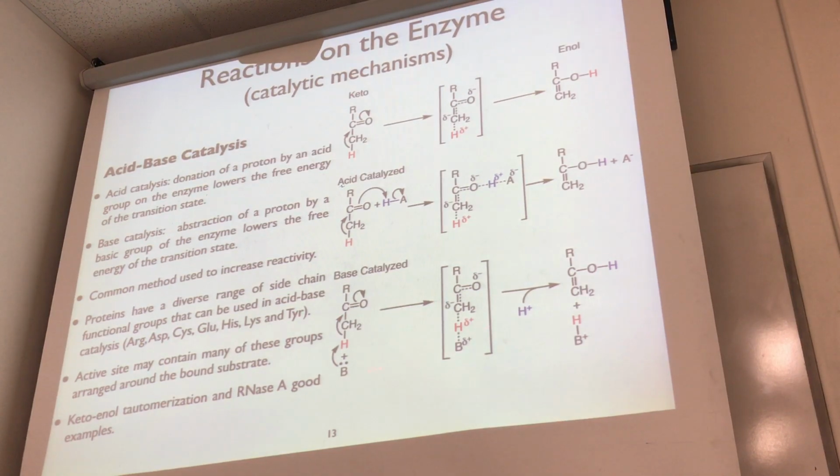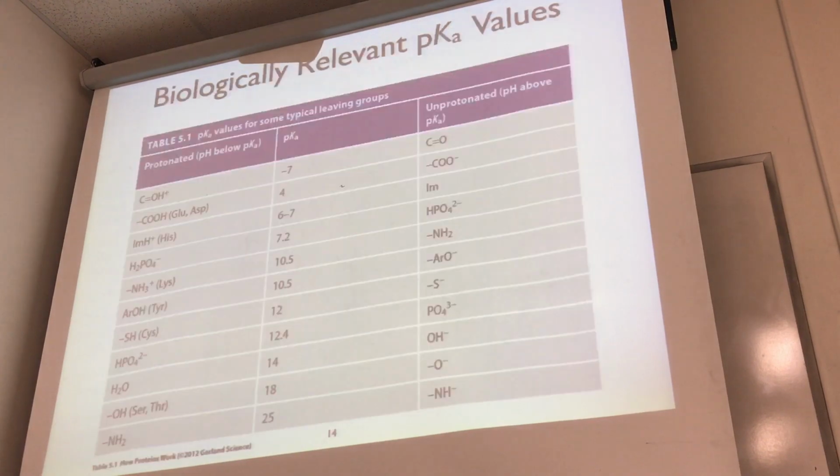groups that can perform acid-base catalysis. You've got arginine, aspartic acid, cysteine, glutamic acid, histidine, lysine, tyrosine. These all have the ability to either donate or accept protons, act as acids or bases, and catalyze the reactions. Cool? Quick question.